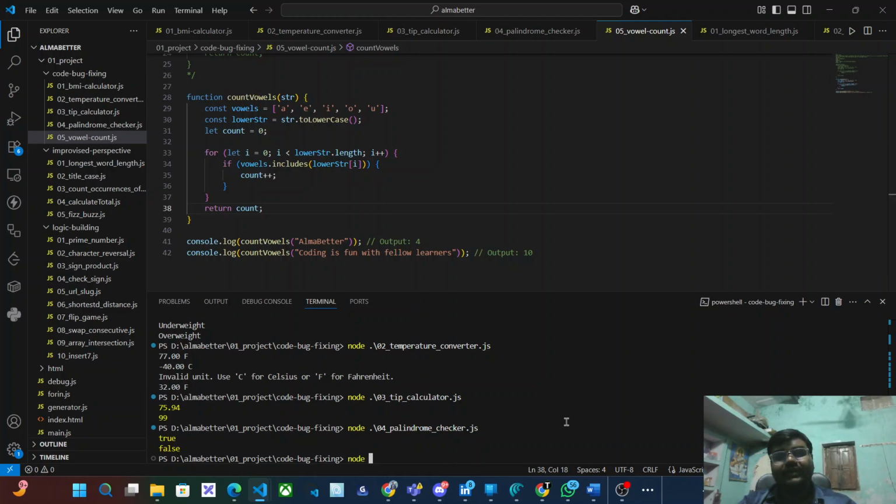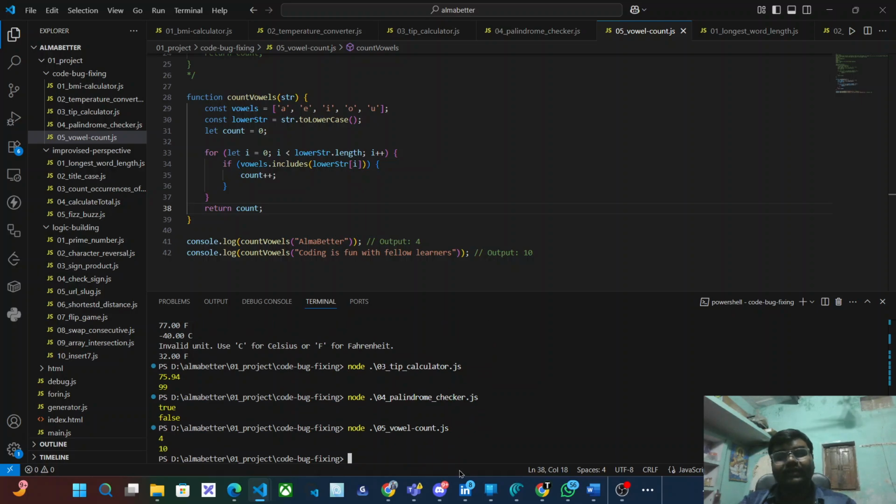So that is what we did here. Now we are running that function, and we are getting 4 and 10 as output. So we are getting the actual output as expected. So we have completed the 5 problems, explaining those 5 problems. Now thank you.